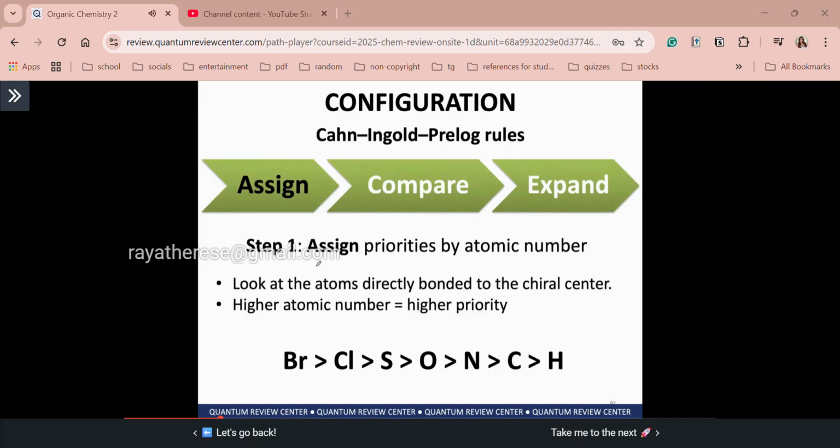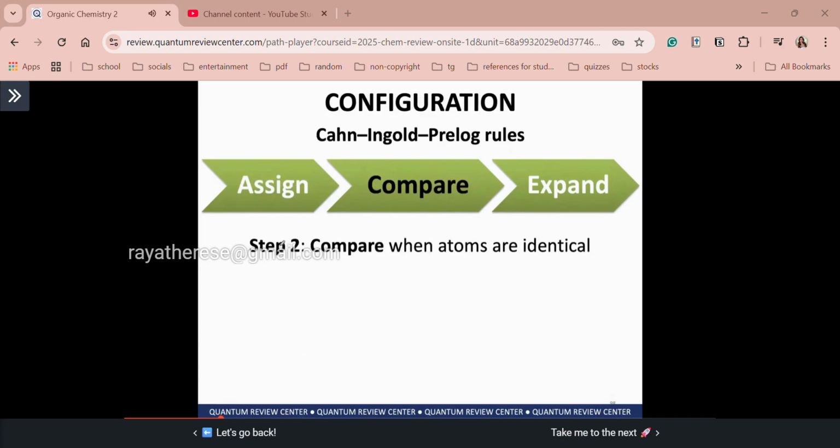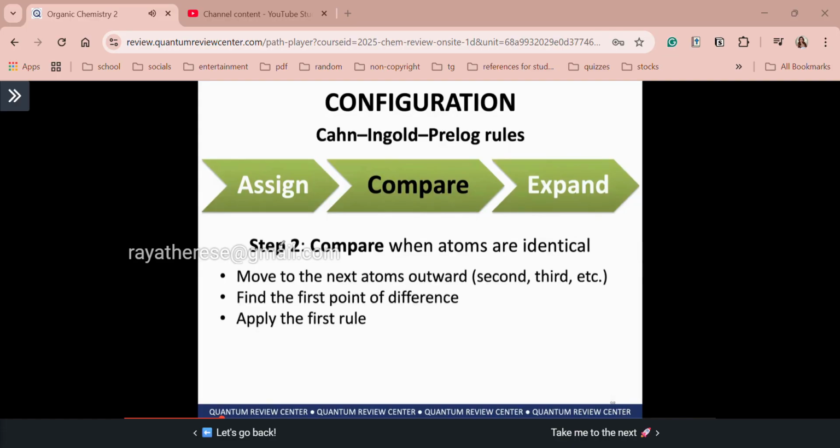Alright? For the next step, step 2, compare. Particularly, compare your atoms if we have identical atoms. In particular, first thing to do, analyze the substituents. If you have identical atoms, move to the next atoms outward, for instance, from the second atom to the third, until you reach the first point of difference. Sir, what happens when we reach the first point of difference and then apply the first rule, higher priority for higher atomic number? Sir, can you give an example?